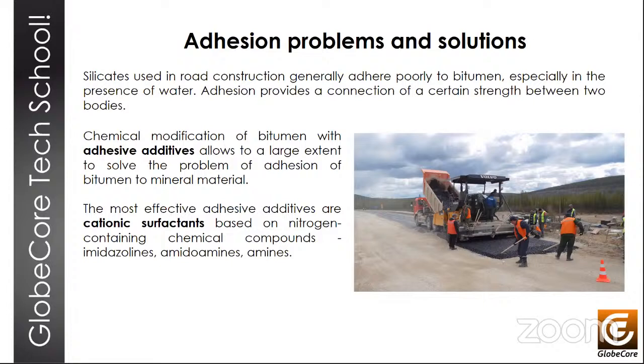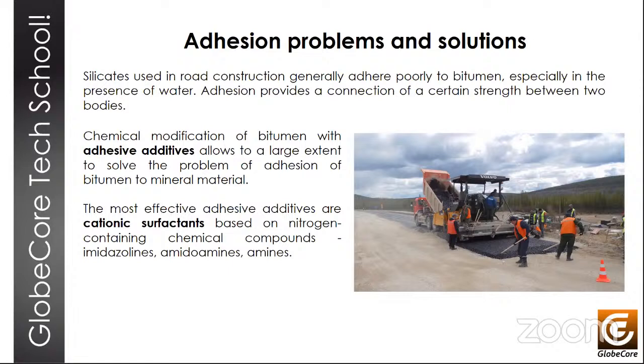So by reducing the tension at the bitumen mineral interface, such additives contribute to better envelopment of the grains of stone material with that binder. This increases the strength and water resistance of the asphalt mix as a whole, and as a result, it extends the service life of the road surface. With the use of surfactants, the season of road construction work is extended significantly because it's now possible to work during precipitation, in rain, and in low temperatures.